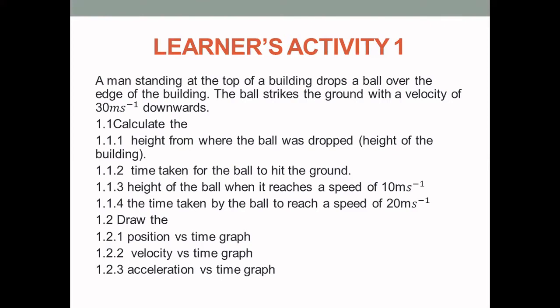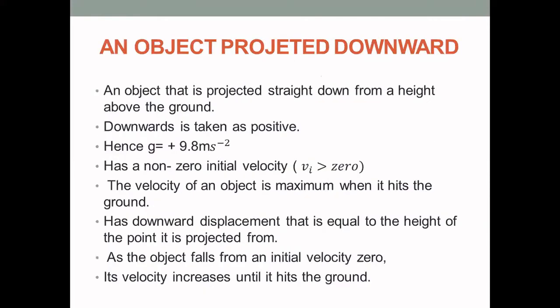Third question, you need to calculate the height of the ball when it reaches a speed of 10 meters per second. Calculate the time taken by the ball to reach a speed of 20 meters per second. Draw the position versus time graph, draw the velocity time graph, and the last question you need to draw the acceleration time graph. Okay, let's now consider an object projected downwards, which means the object is at a certain height above the ground and it is projected downwards.